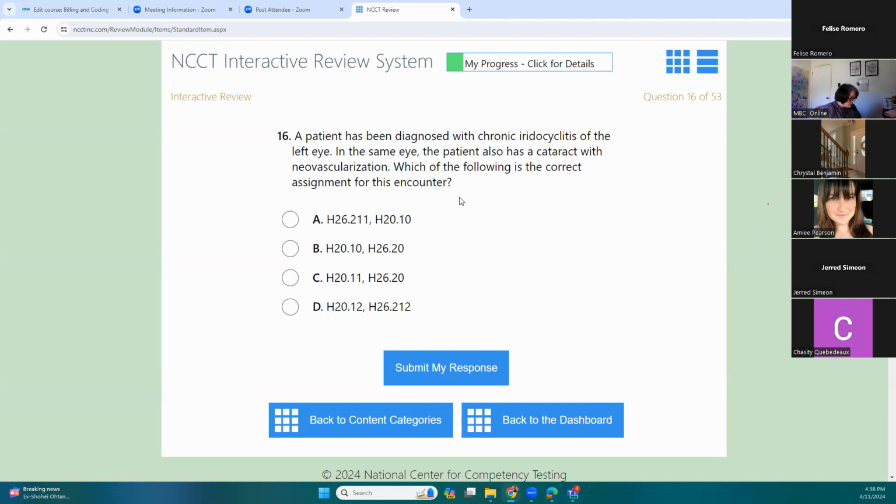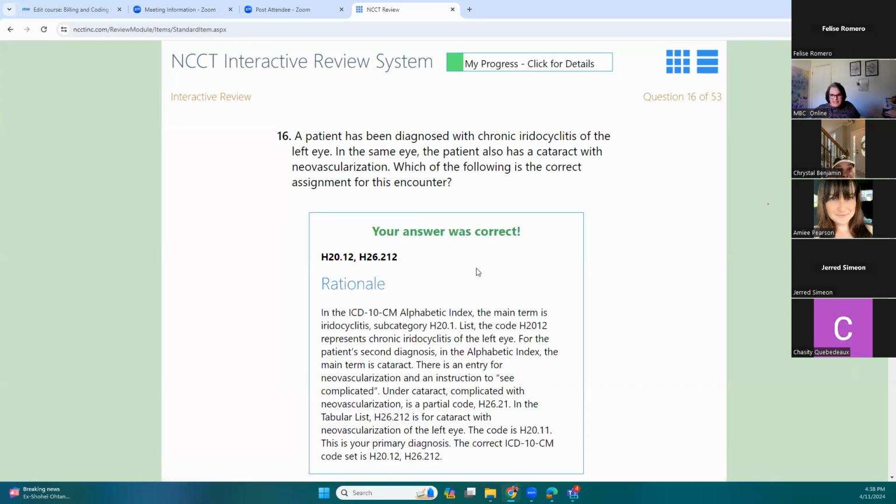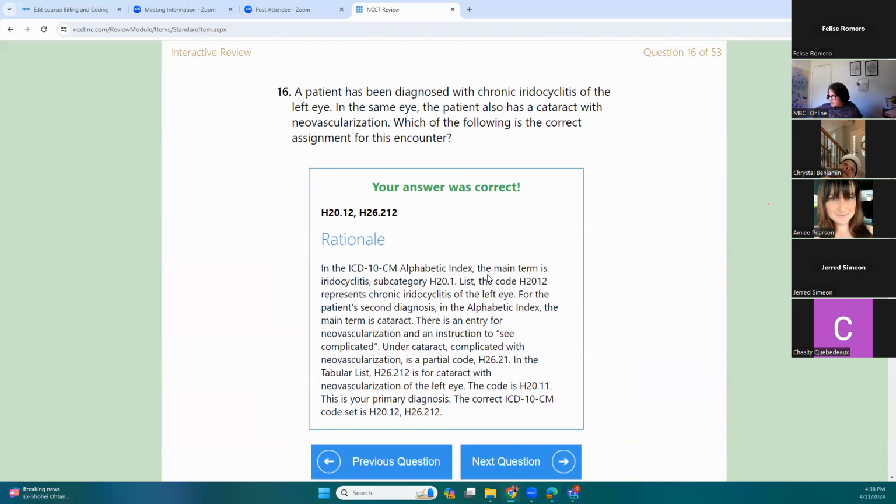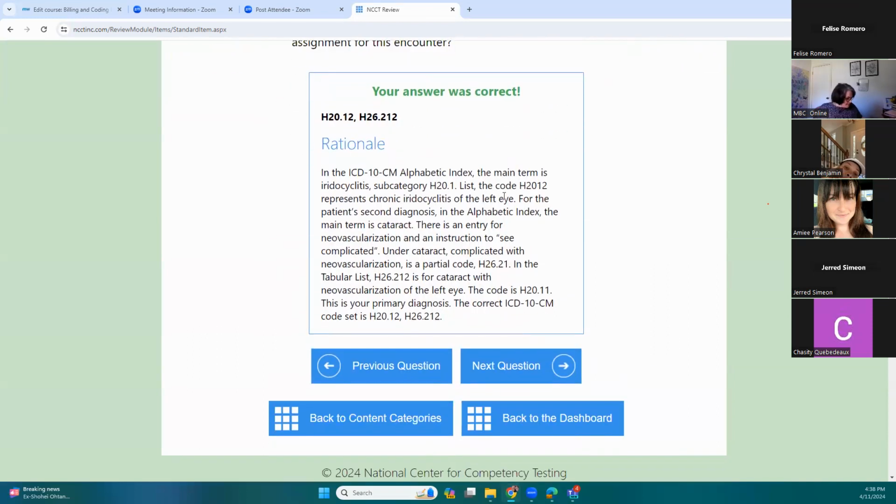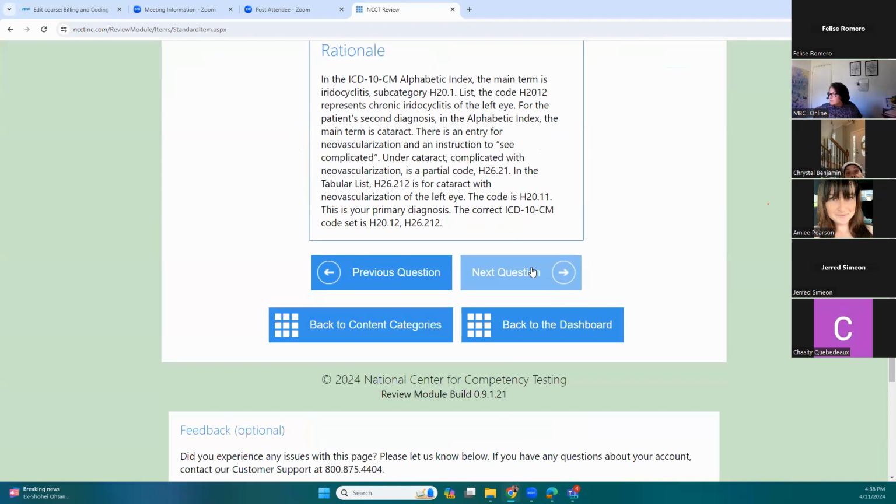I think it's D. What do you guys think, D? Same, D. It is D. I only got to look up this one code, but that was the only one that had the correct eye. It was the left eye. So that's the reason I came to that conclusion.